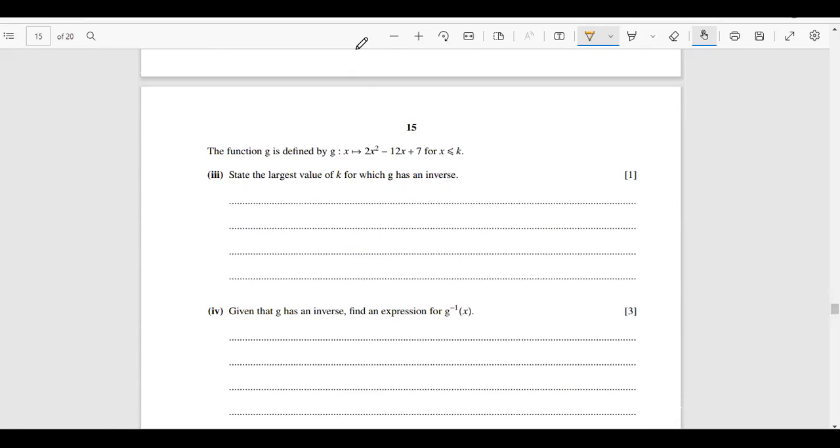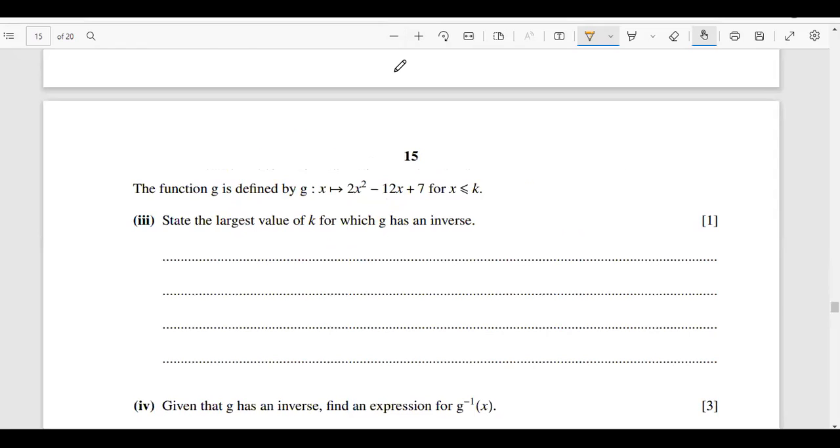Let's talk about the next part now. It's important. Okay. Now it says the function g is defined by 2x squared minus 12x plus 7. For x less than or equal to k, state the largest value of k for which g has an inverse. Okay. Okay, Haris. All right. So for this question, you need to state the largest value of k for which g has an inverse.